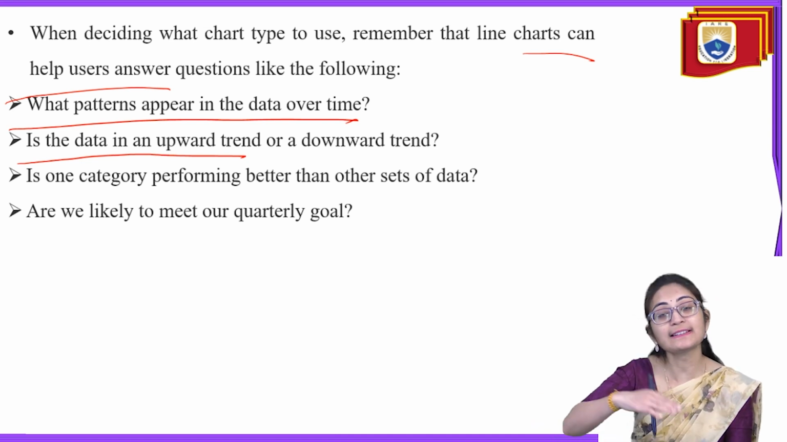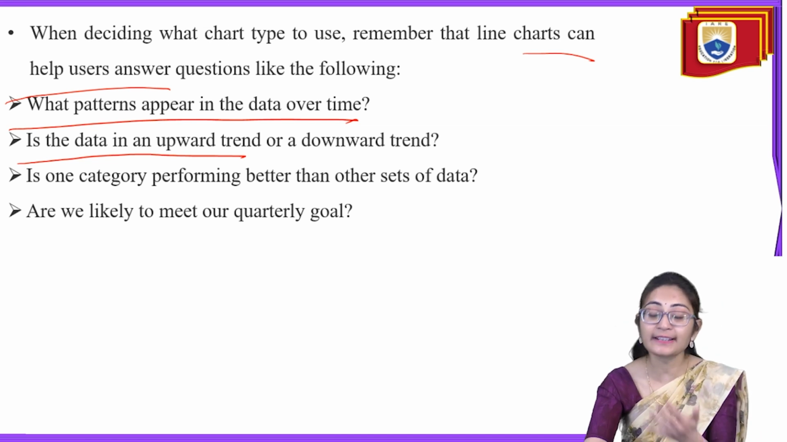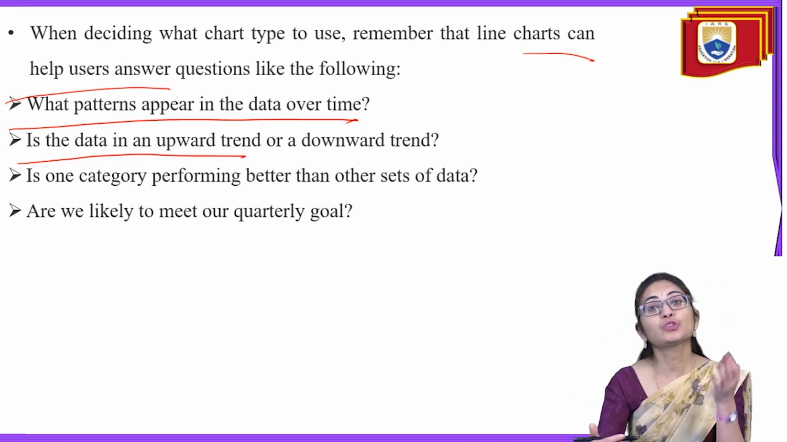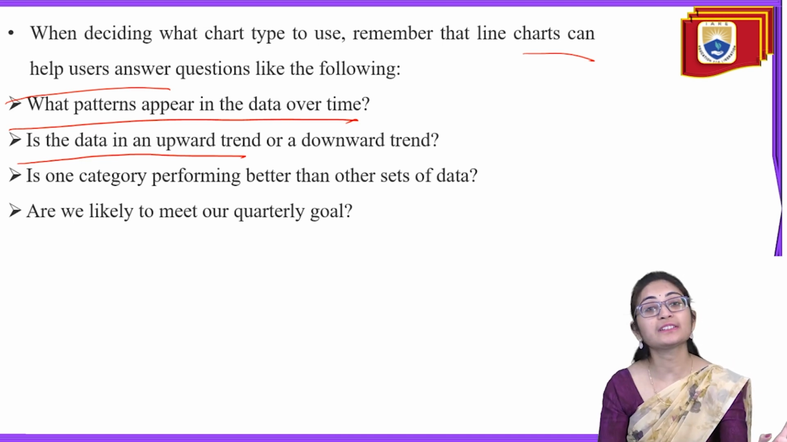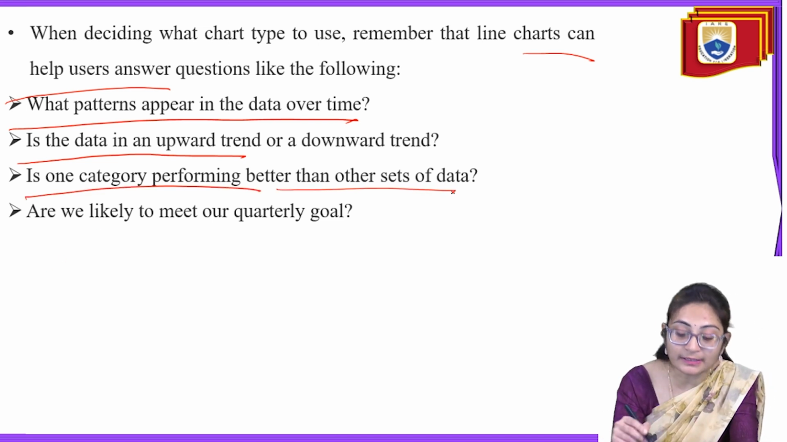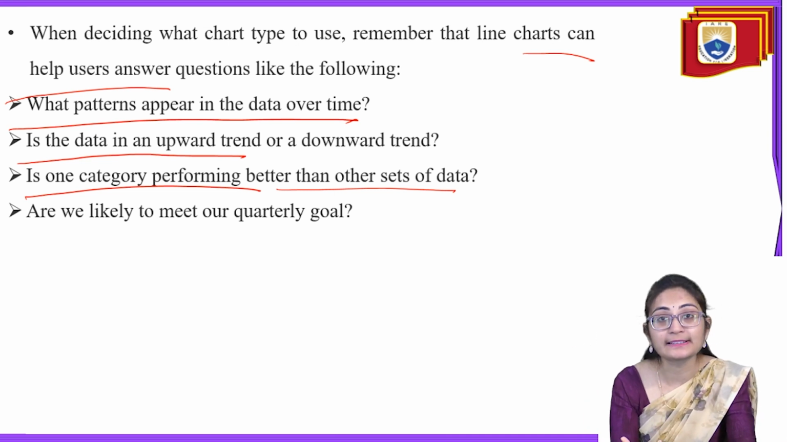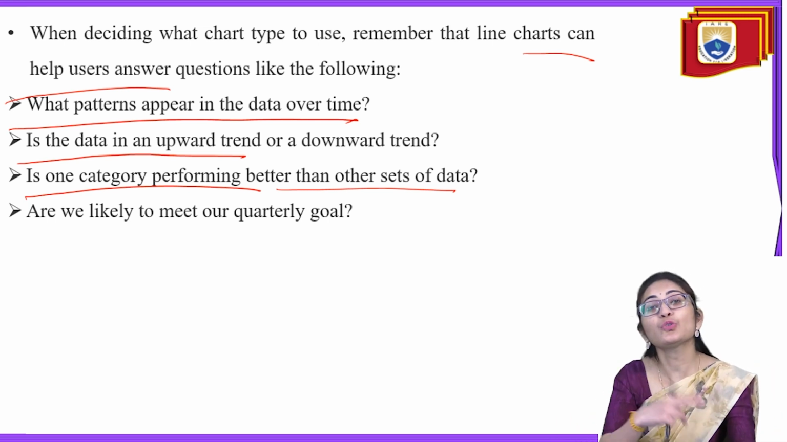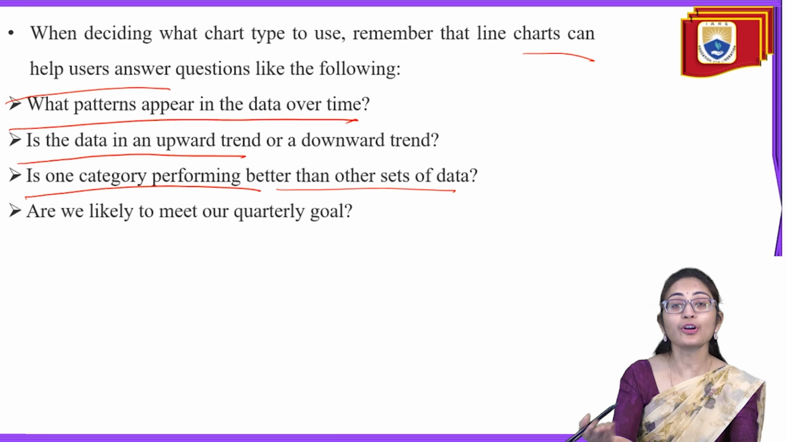If the height of the data is increasing, that means it's going upward. That means it is in an upward trend. And if the height of the data is getting decreased, then your data is moving downward. That means it is in a downward trend. Then the third one is, is one category performing better than other sets of the data? Now again you have to check different categories. At that time, which data set is performing better? So here you have to compare, and after that you have to draw your line chart.